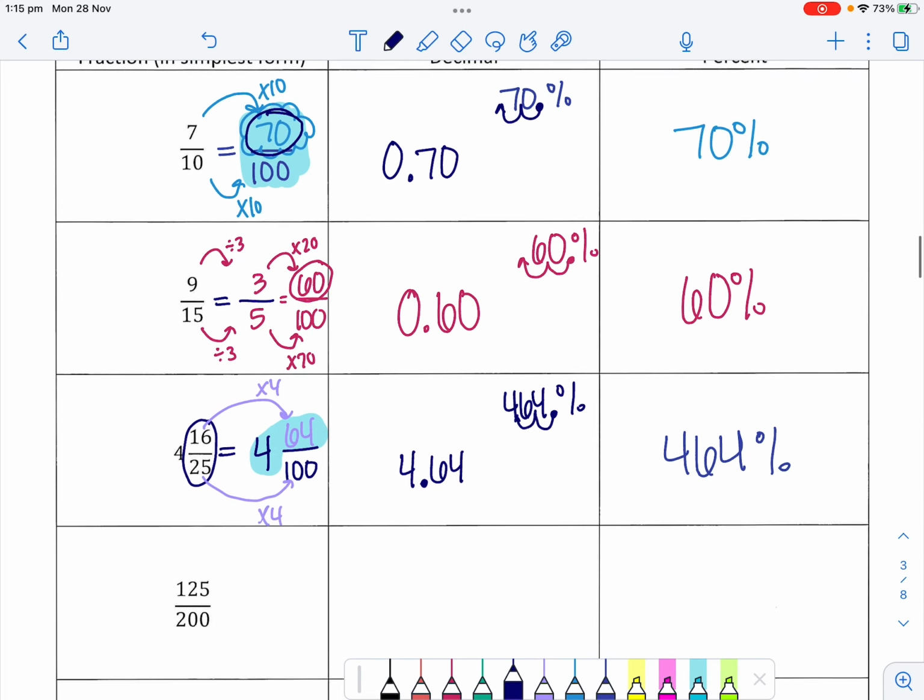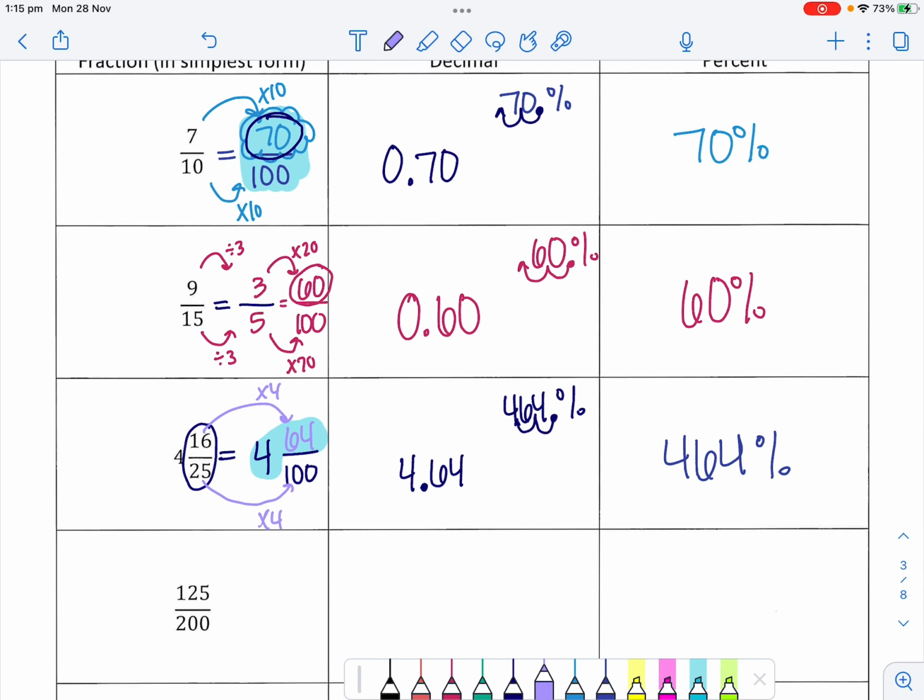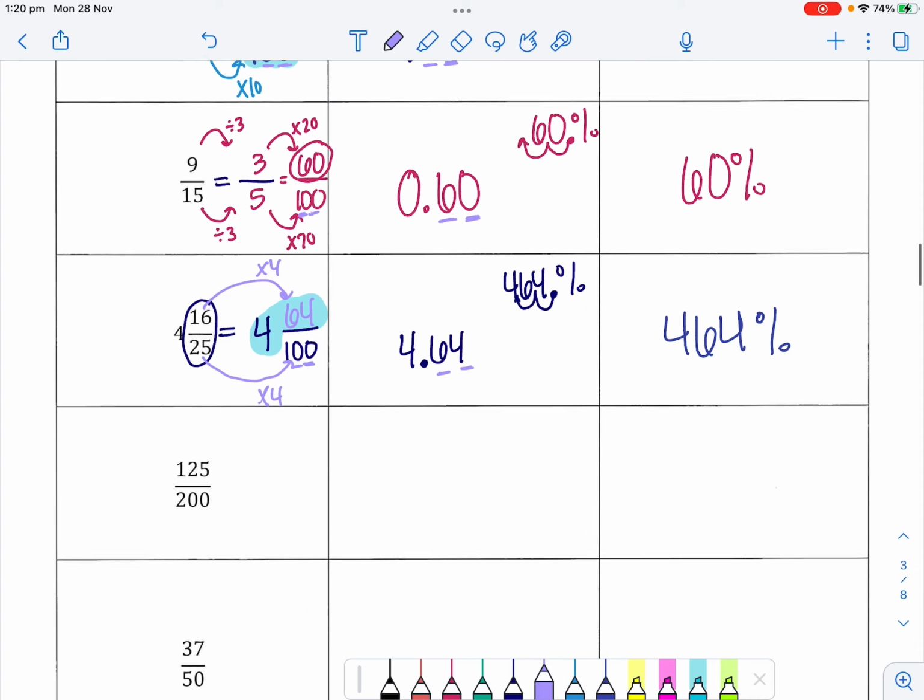Now, in all 3 of these, what I want you to notice, the 0.70, the 0.60, and the 4.64, is that 64 is over 100. There's 2 zeros. 60 is over 100. That's 2 zeros. 70 is over 100. That's 2 zeros. And there's 2 decimal places in each of these numbers, because that's how powers of 10 are related to decimals.